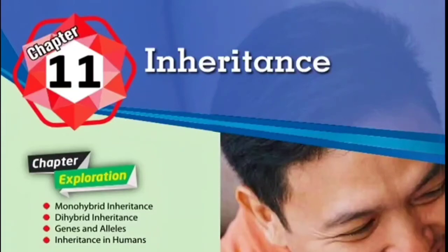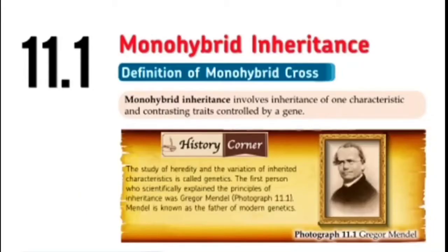Okay, so this is Biology Form 5, Chapter 11, Inheritance, Perwarisan. So we have 4 subtopics in this chapter. Okay, but today we will focus on the first subtopic, 11.1 Monohybrid Inheritance. So definitions of Monohybrid Cross. What is Monohybrid Inheritance? Okay, Pewarisan Monohybrid.